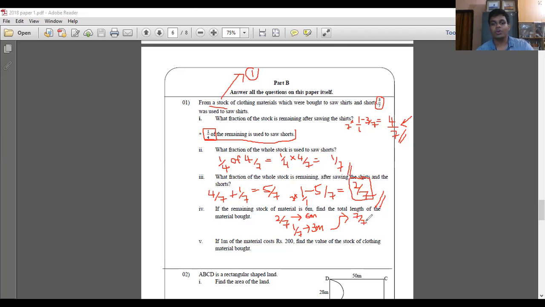When something is given, always find it to the smallest unit, that is 1/7. When you know the value of the single unit, you can multiply straight away by the total amount, that is 7 in this case, which will give you 3 times 7. 3 times 7 is how much?